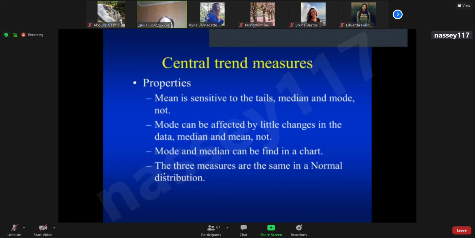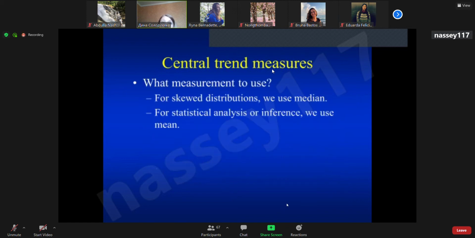Another important point is that mode can be affected by little changes in the data. So if you have such high variability, it's better to take a median or a mean. Mode and median can be found in a chart. And what is important is that if you have a symmetrical normal curve, all these three parameters are the same. So median, mean, and mode are equal.